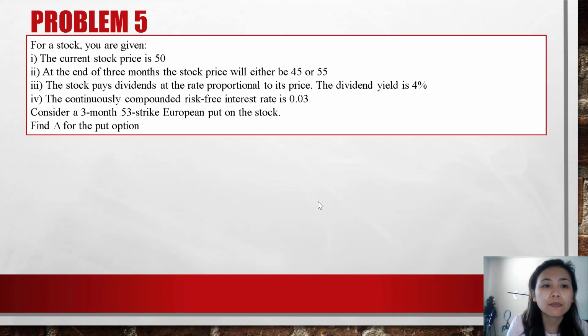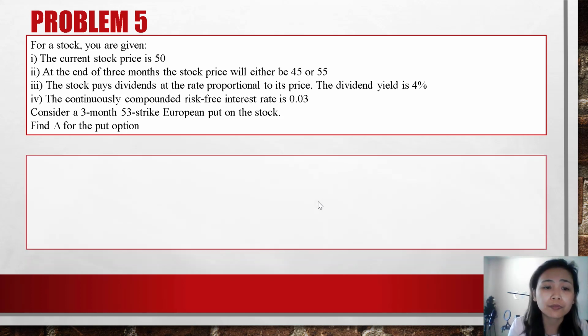Problem 5. For a stock you are given, the current stock price is 50. At the end of 3 months, the stock price will either be 45 or 55. The stock pays dividend at the rate proportional to its price. The dividend yield is 4%. The continuously compounded risk-free interest rate is 0.03. Consider a 3-month 53 strike European put on the stock, find delta for the put option.